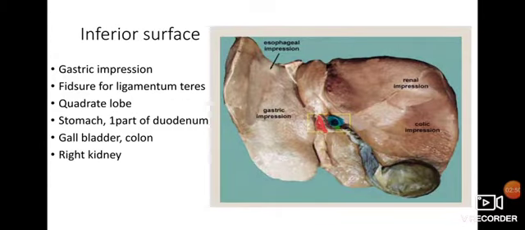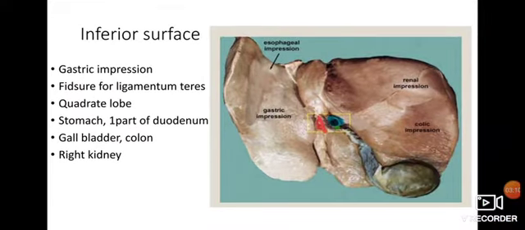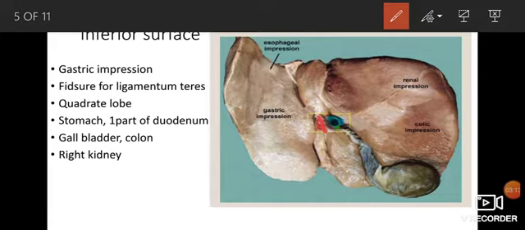Regarding its inferior surface, this picture shows two surfaces, posterior as well as inferior. The posterior surface is towards the upper part. I will label the posterior surface that starts from here and ends here. This is the posterior surface, and the remaining part is the inferior surface.